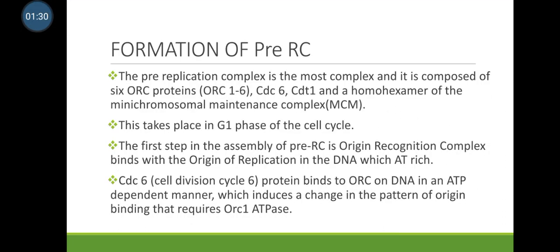Formation of pre-RC. The pre-replication complex is the complex structure composed of 6 ORC proteins, CDC6, CDT1, and MCM. This takes place in G1 phase of the cell cycle. The first step in the assembly of pre-RC is that the origin recognition complex binds to the origin of replication in the DNA, which is AT rich.